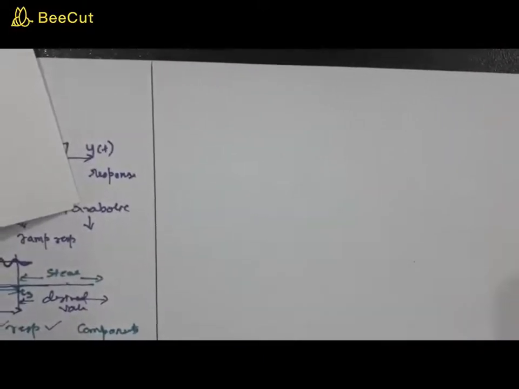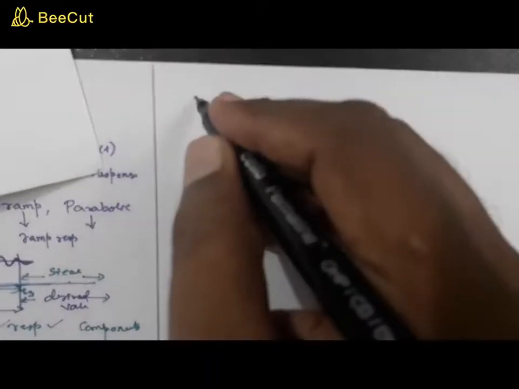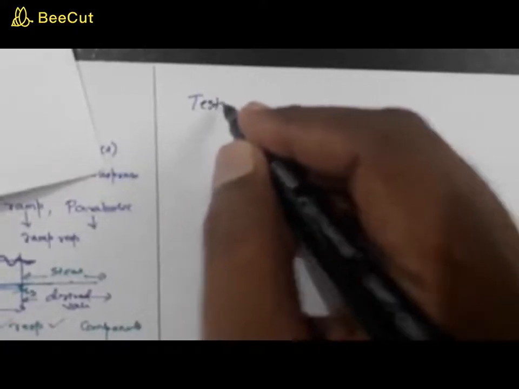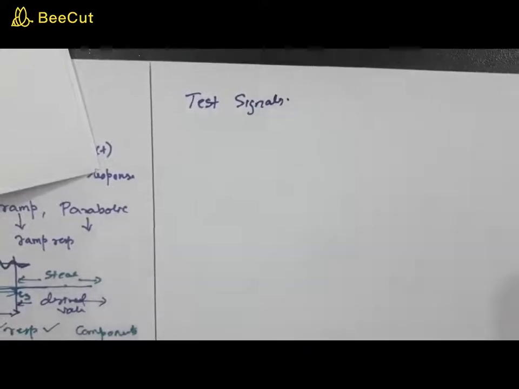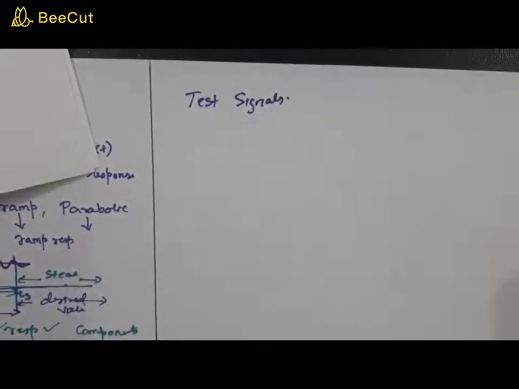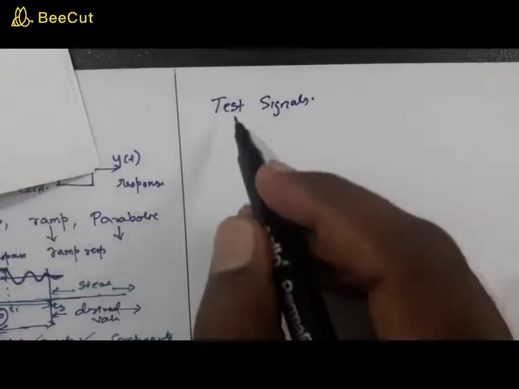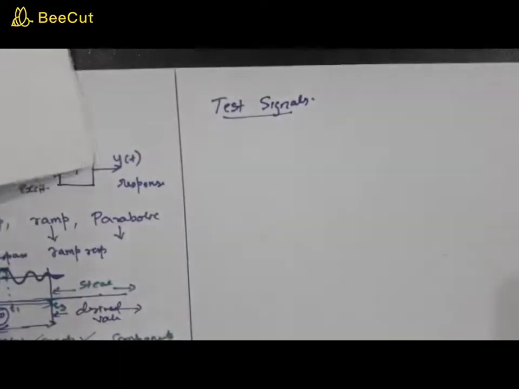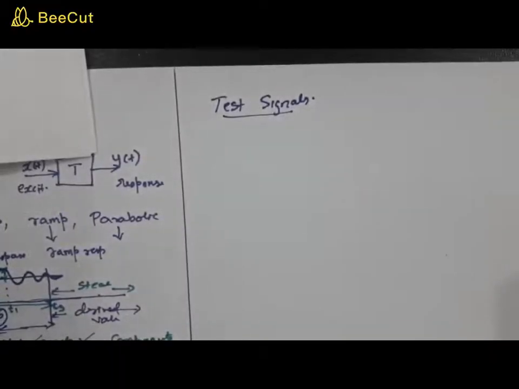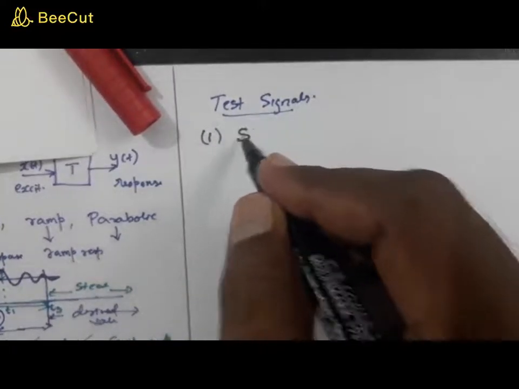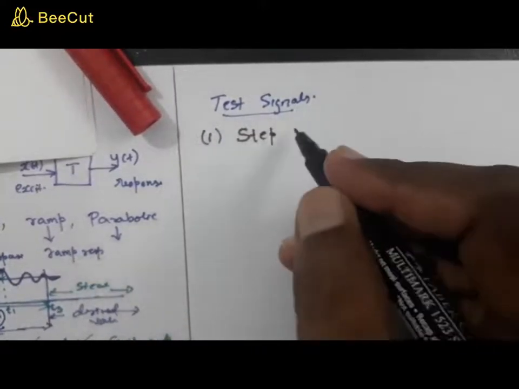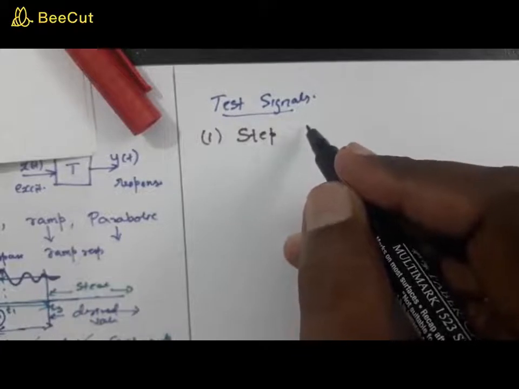Now let's move on to the next topic, that is the test signals. What are the various test signals? And this we have already studied in signals and systems. Now, number one is the step signal. I'll just have a recap of all these things which we have studied.